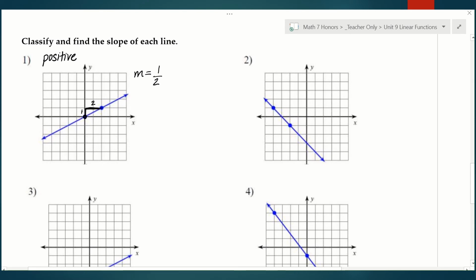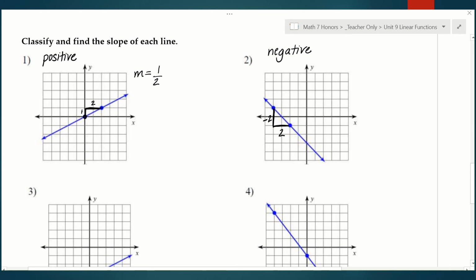Number 2, first let's classify it. So from left to right, we can see that our line is decreasing. So this is a negative slope. Okay, so when we count the rise over run for a negative slope, we are not actually rising. We are actually rising a negative amount. Okay, so I have to go down and then to the right to get to my next point. So when I go down, I'm going to say, all right, I went down 2. That means my rise is -2. And my run would be 2.